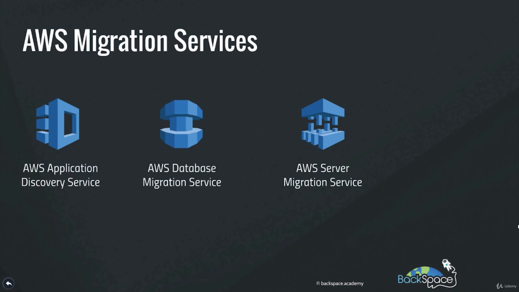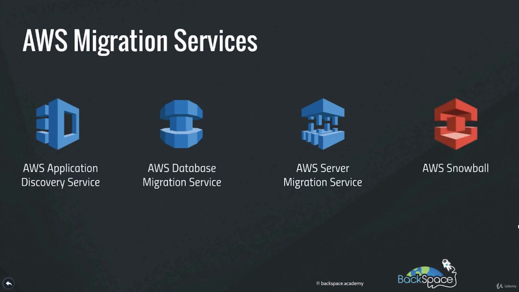AWS Server Migration Service can automate the migration of thousands of on-premise workloads over to the AWS cloud. This reduces costs and minimizes the downtime for migrations.